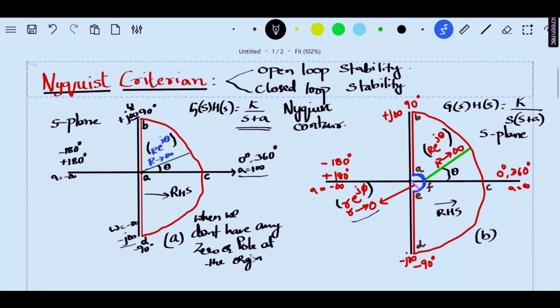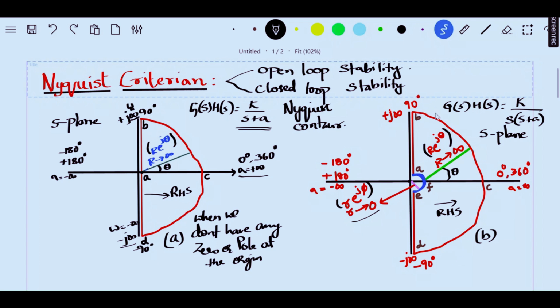It means that you need to have an equation in the format k divided by s plus a. It means that we don't have any s term here. See, s into s plus a means there is one pole at the origin, so we don't have that term. Even if I have k into s, for example, that s is actually 0, which is at the origin, so we don't have that either. So in such a case, we are going to consider this contour. This is the contour which we consider when we don't have any pole or zero at the origin.